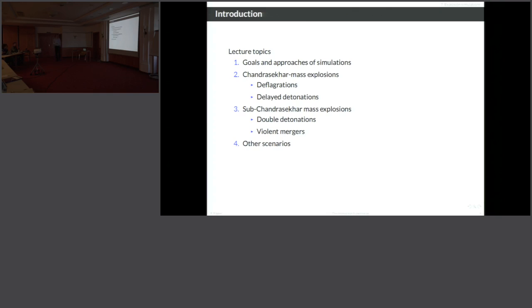So I will today say some words about the goals and approaches that are taken for simulations, and then I will actually structure the discussion according to different explosion scenarios. And I will first discuss Chandrasekhar mass explosion models, deflagrations in Chandrasekhar mass white dwarfs, and delayed detonations in these objects, and then switch to sub-Chandrasekhar mass explosions, where we'll take a look at the double detonation scenario and the violent mergers, and just say a few words about other scenarios in the end.